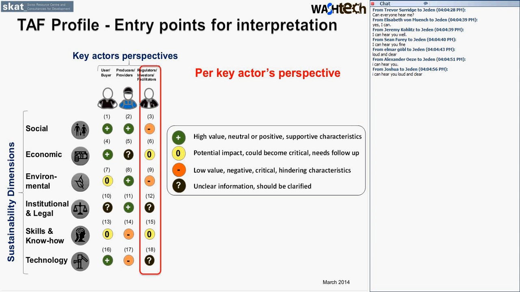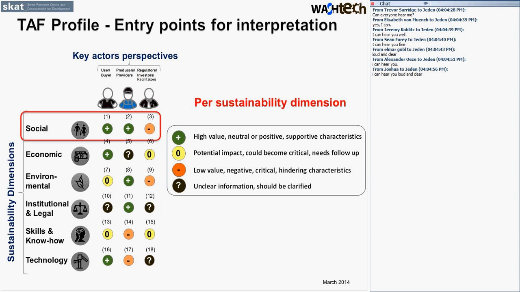bottlenecks or risky areas where you have to follow up. In the next slide, you see that you can also focus on a particular dimension, like the social aspect, and you can think about why there are 2 green dots but a red for the regulator, and link these indicators and define mitigation measures, for example, to overcome a critical indicator score.